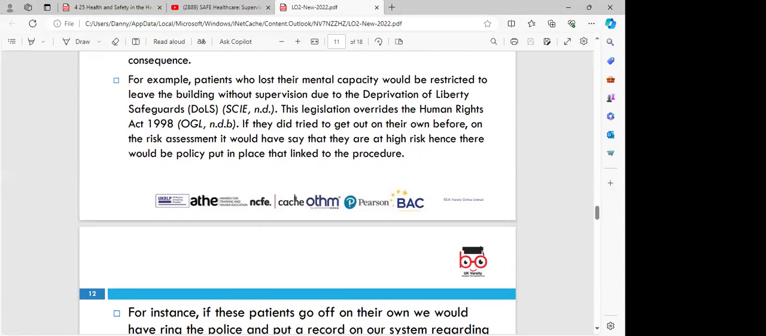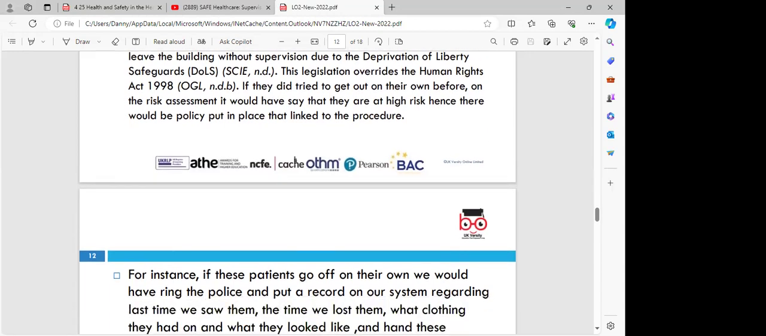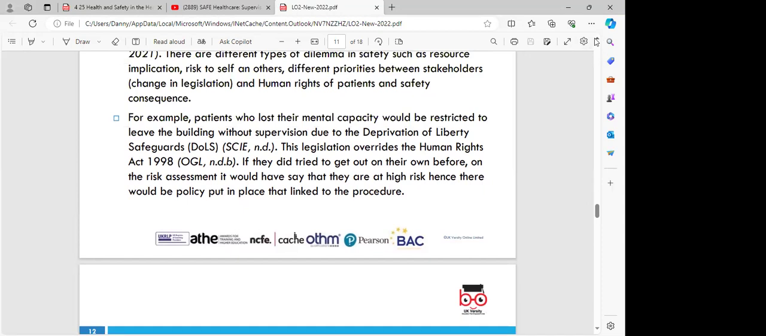If they did try to get out on their own before, the risk assessment would have said that they are high risk, hence there will be a policy put in place that is linked to the procedure. Very good. Okay, so that's what it means. If a patient lacks mental capacity, they would be restricted from leaving the building without supervision due to deprivation of liberty. This legislation overrides the Human Rights Act.